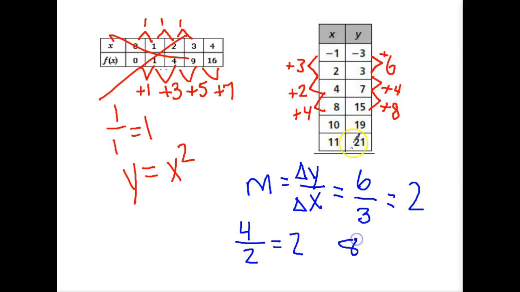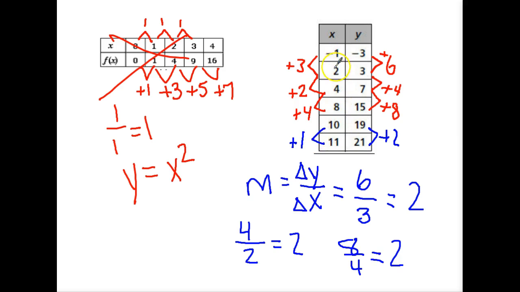Let's try the next one. Change in y, 8. Change in x, 4. Well, what's 8 over 4? It's just 2. So it's really just constant, right? Because if I take 1 step, I'm jumping 2. So of course, I took 3 steps, so I had to jump 6. I took 2 steps, so I had to jump 4. I took 4 steps, so I had to jump 8. Because for every 1 step, I jump 2.